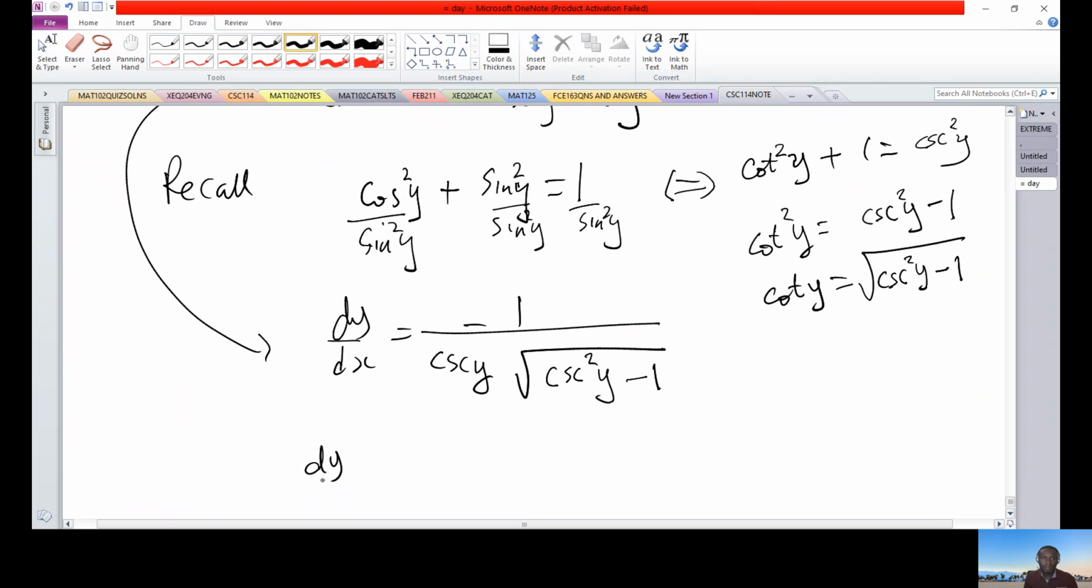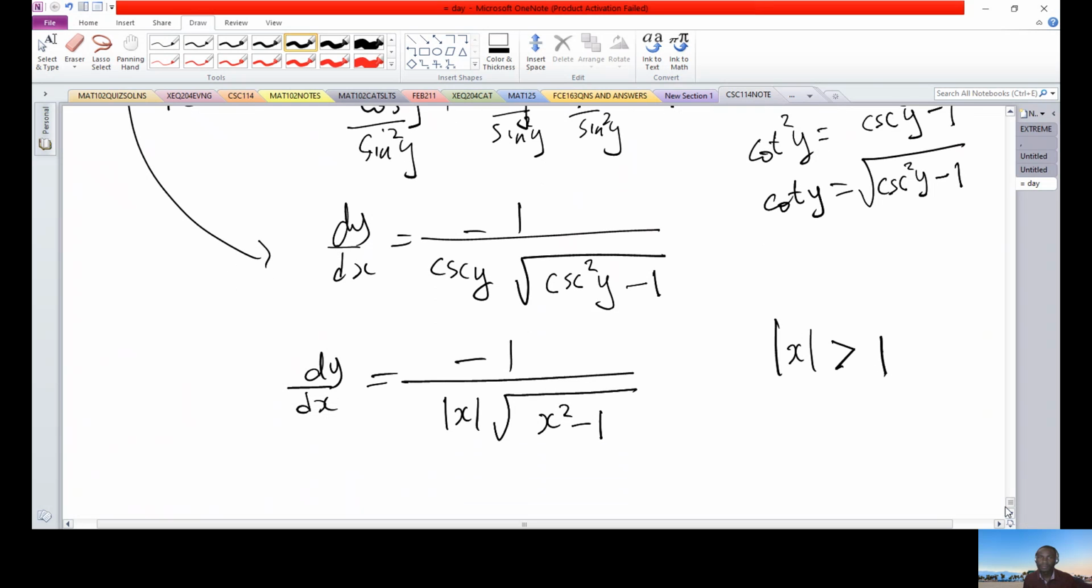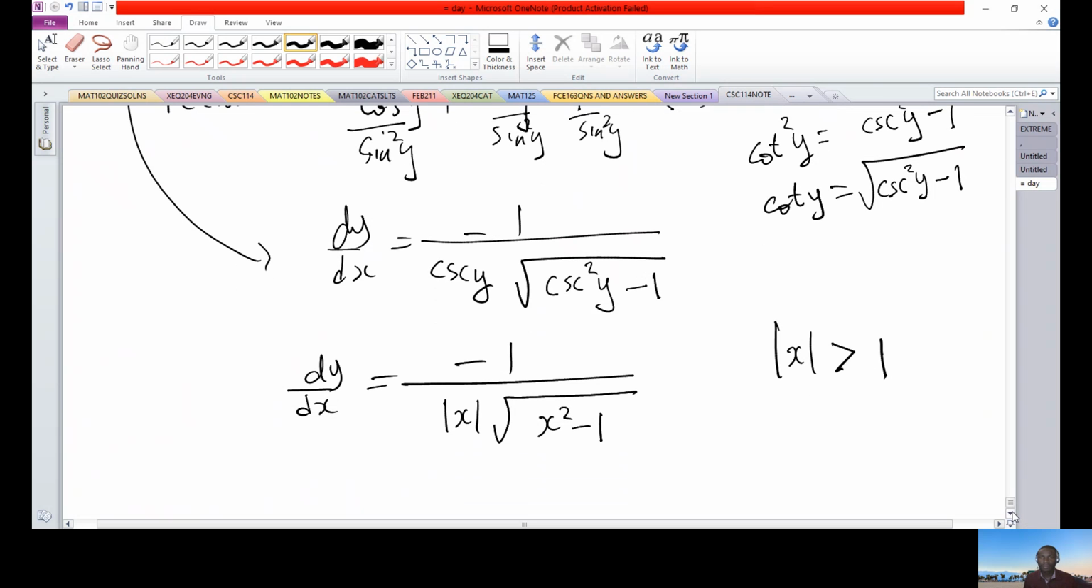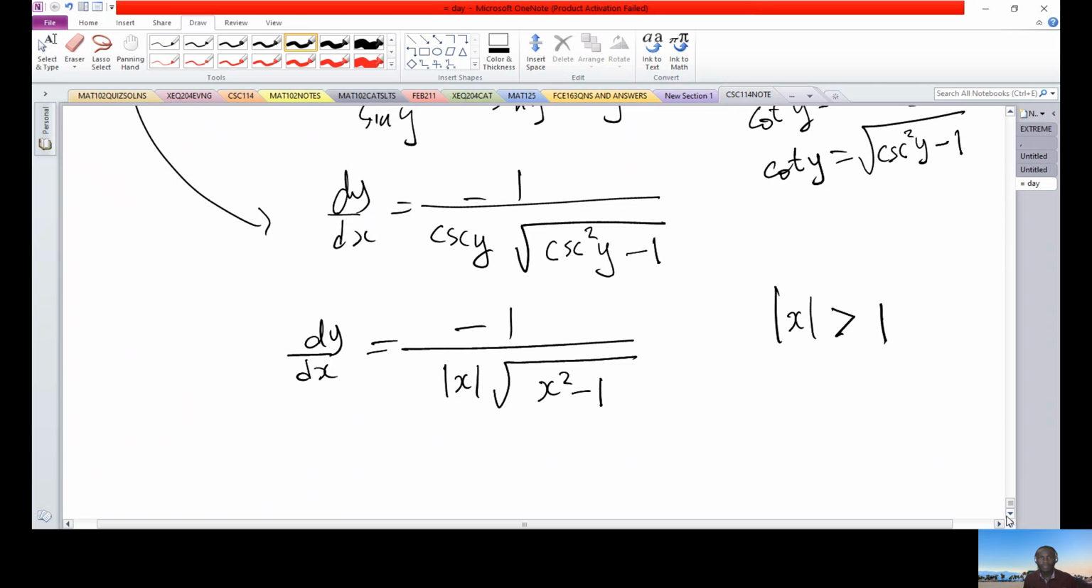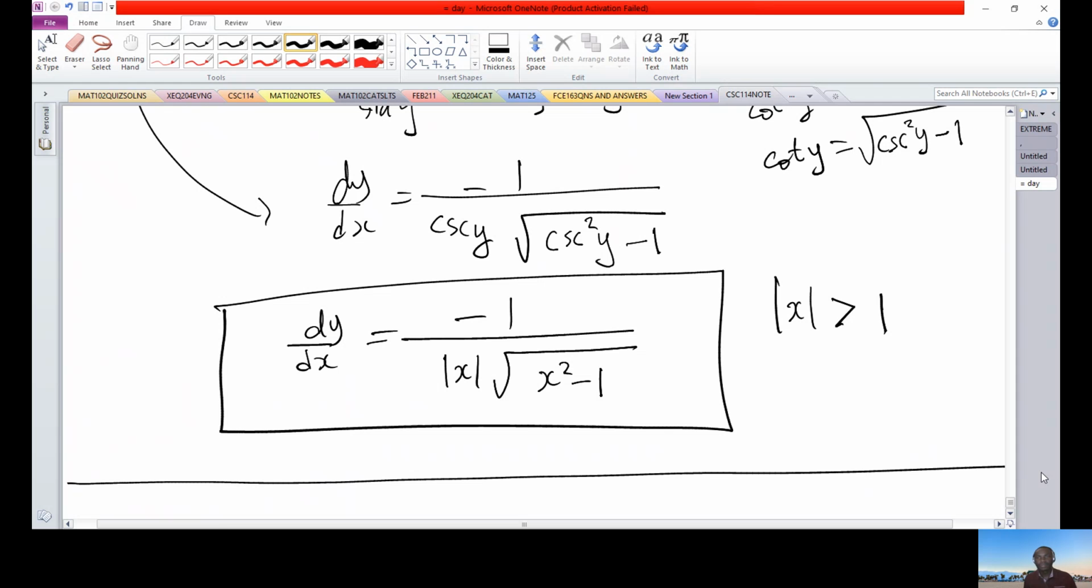Now dy/dx will be negative 1 over, so this one is the same as x, and then the square root of x squared minus 1. So also the absolute value of x must be greater than 1. So this is the solution, so this is how we get the derivative of inverse trigonometric functions.